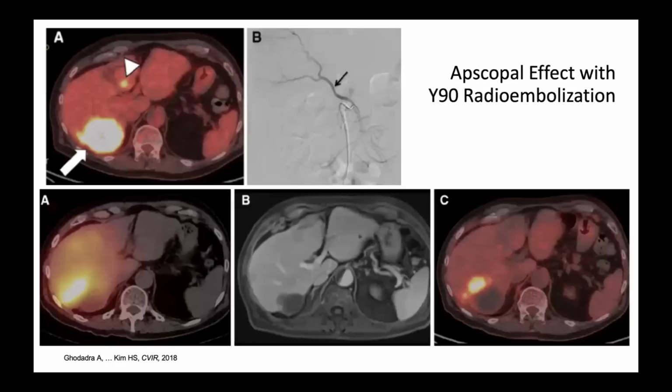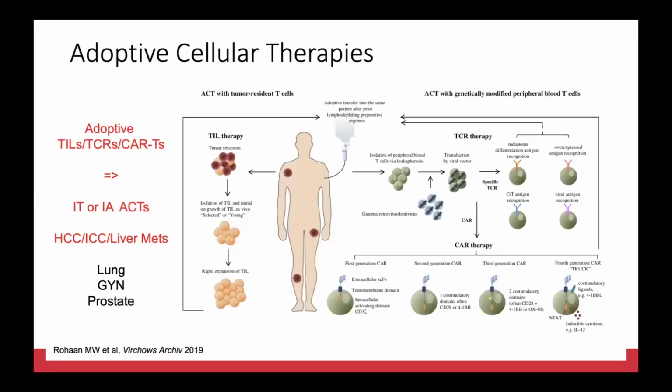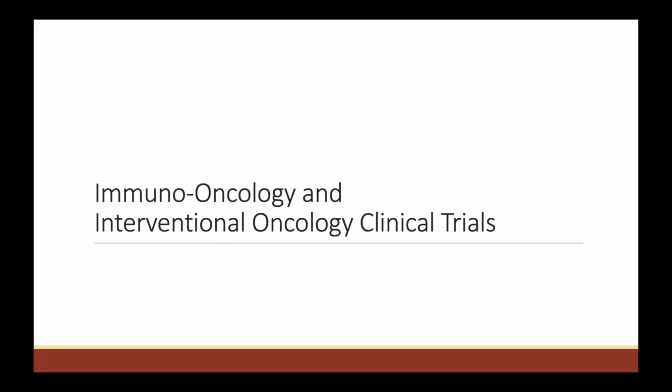We've also shown abscopal effects with Y90 radioembolization. But there are many things, the ones on the right-hand side, that can potentially positively affect immune modulation, and not just cold and heat ablation, but radiation, GM-CSF, IL-2, all the cytokines and so on. And many of these are currently being tested. And then, of course, the biggest next thing is adaptive cell therapies: TCR therapy, TILs therapy, and CAR-T therapies. They're all coming to solid tumors, including GI cancer and liver cancer.